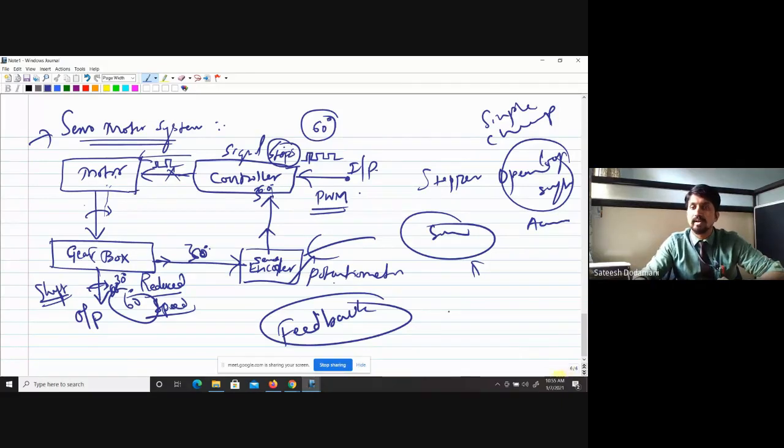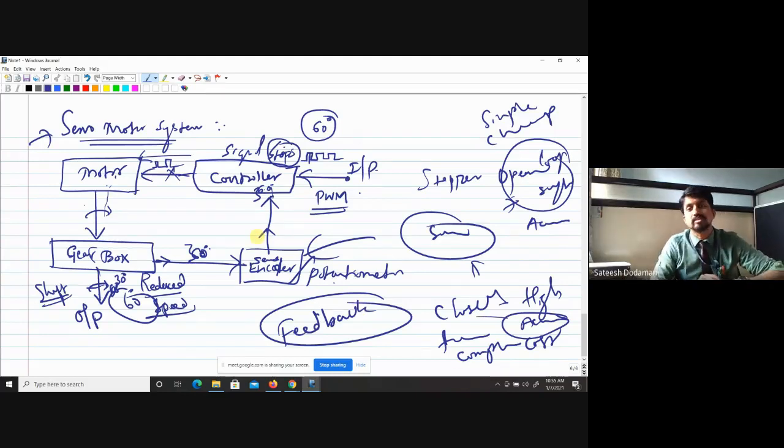But the servo motor is a closed loop system. It has the feedback. It is not simple, a little bit complex and a bit costly compared with the stepper motor, but it gets high accuracy. It is for this high accuracy that the servo motor system is used. That is the main difference between the servo motor and the stepper motor system.